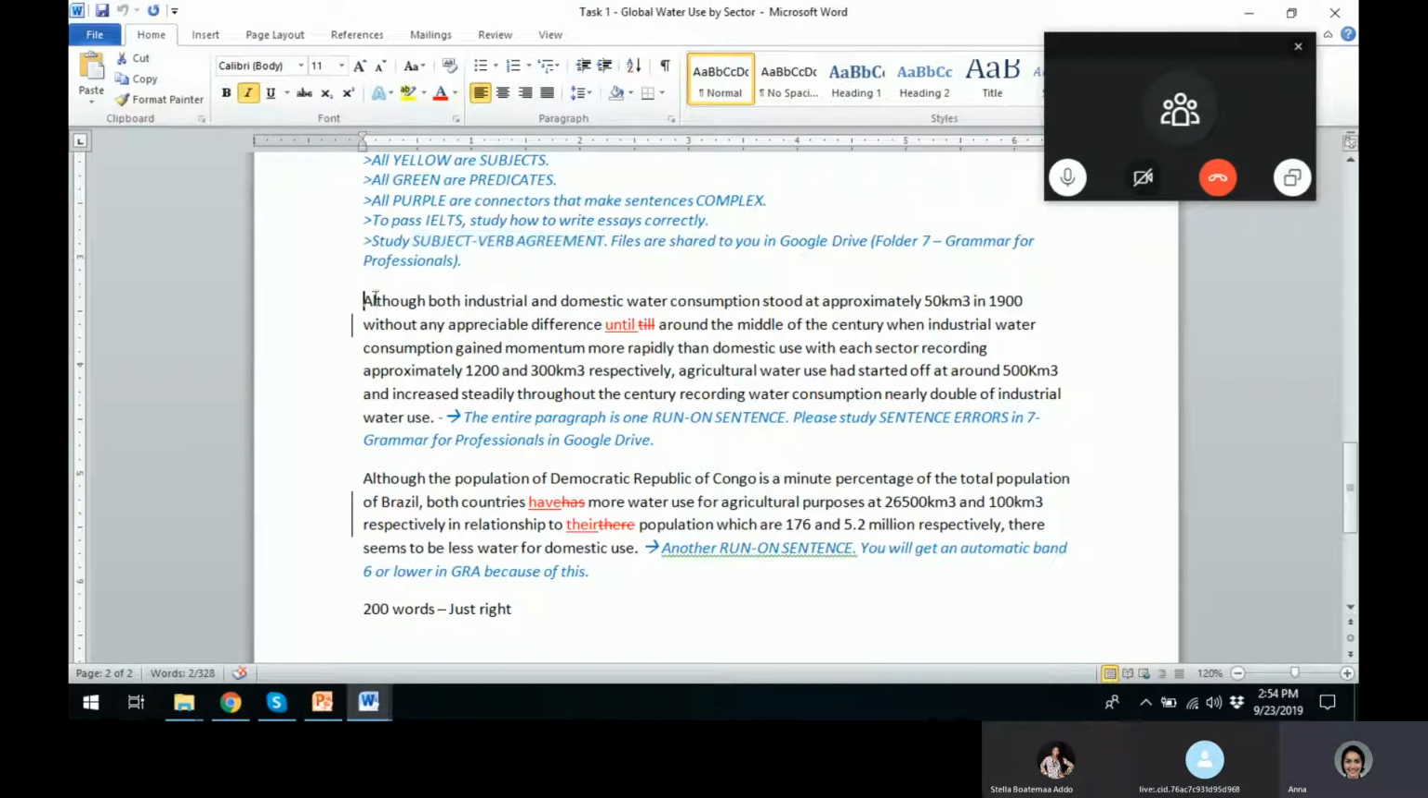Here, for this particular paragraph, my main issue is run-on sentences. So if you don't understand sentence structures, then I will tell you that you need to study this. Because if the examiner sees one run-on sentence, that's an automatic band 6 in grammar at the highest. And most of my students write run-on sentences, if not fragments. That's the worst case scenario. Students write both fragments and run-on sentences.